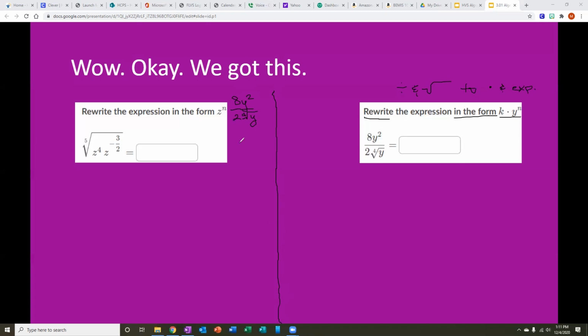Oh, that is such a pretty line. Look at that. Oh, not so much there.